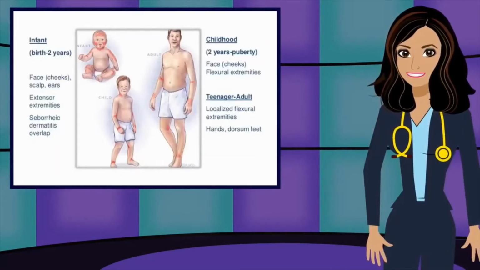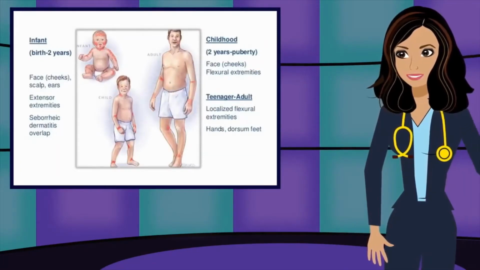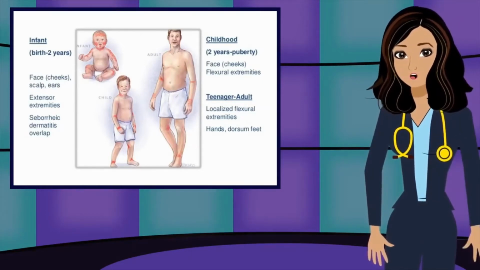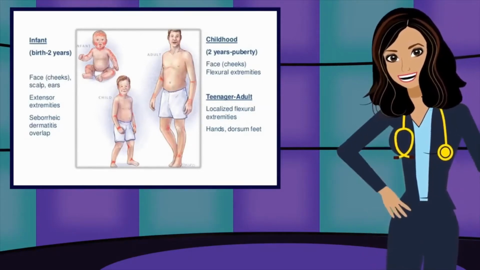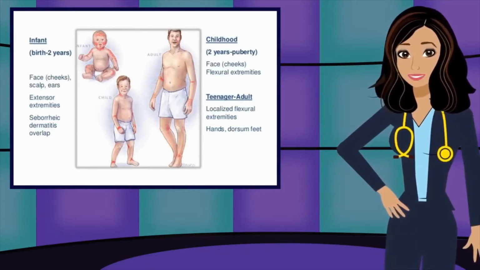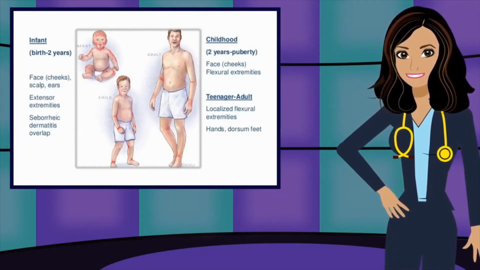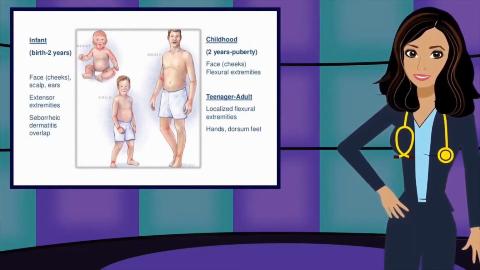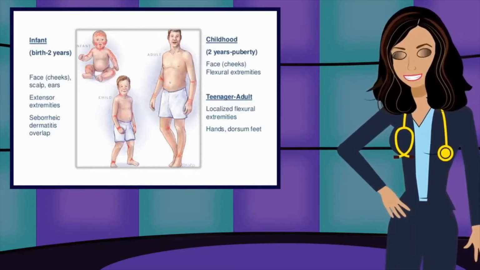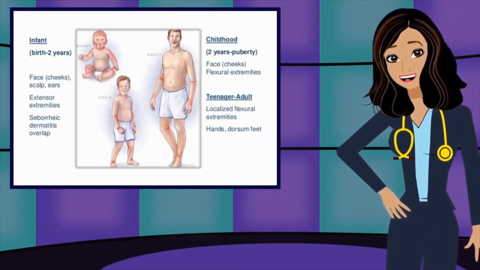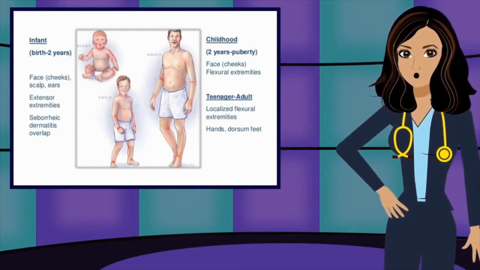Now, the distribution differs based on age, and that can be seen in this image. So in infants from birth to 2 years, you usually see it on the face, the cheeks, the scalp, and the ears. Extensor extremities and seborrheic dermatitis can overlap. Now in childhood, 2 years to puberty, you can continue to see it on the face, cheeks, but it moves into the flexural extremities. And teenagers to adults, it's localized flexural extremities, hands, and even the dorsum of the feet.